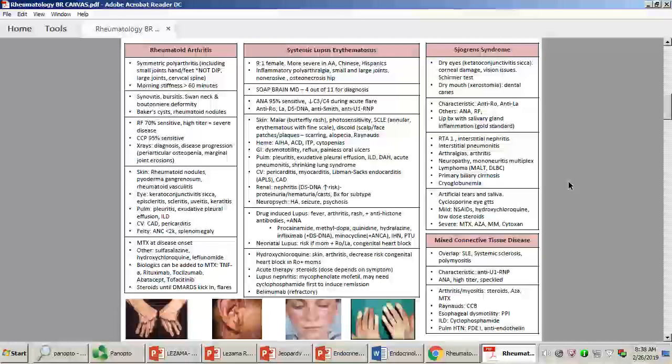So pulmonary, you can get a pleuritis, exudative pleural effusions associated with RA. Do you guys know what you would find on the pleural effusion, like the glucose and the pH? Low. Low glucose, low pH. So if somebody has an effusion associated with RA and you tap it, check a glucose level, check a pH. If your index of suspicion is that it's coming from the rheumatoid arthritis, you expect to see a low pH and a low glucose.